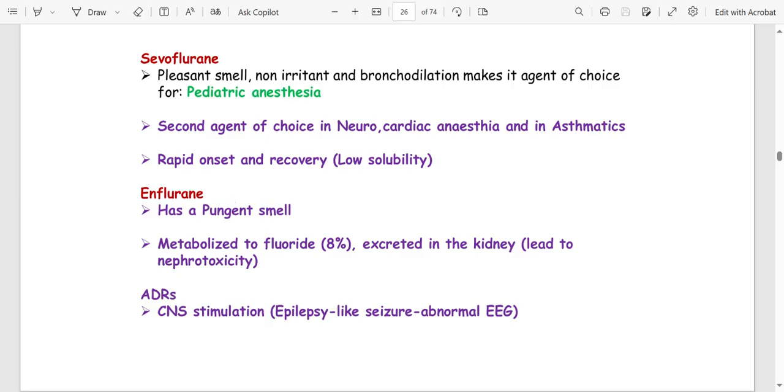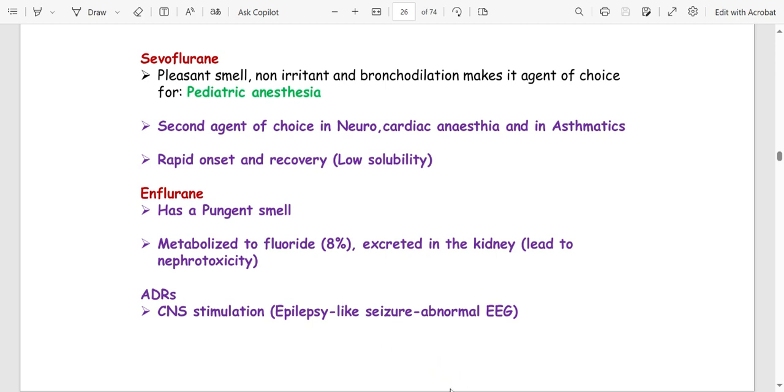Enflurane has a pungent smell. It is metabolized to fluoride and excreted in the kidney. So it can actually be nephrotoxic, so you want to avoid it in kidney disease. The adverse effect is CNS stimulation, so it will produce epilepsy-like seizures.